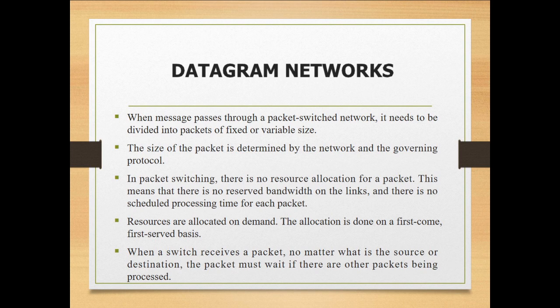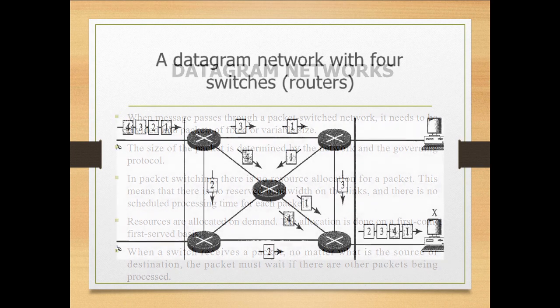In packet switching, there is no resource allocation for a packet. This means that there is no reserved bandwidth on the links and there is no scheduled processing time for each packet. Resources are allocated on demand. The allocation is done on a first come, first served basis. When a switch receives a packet, no matter what is the source or destination, the packet must wait if there are other packets being processed.